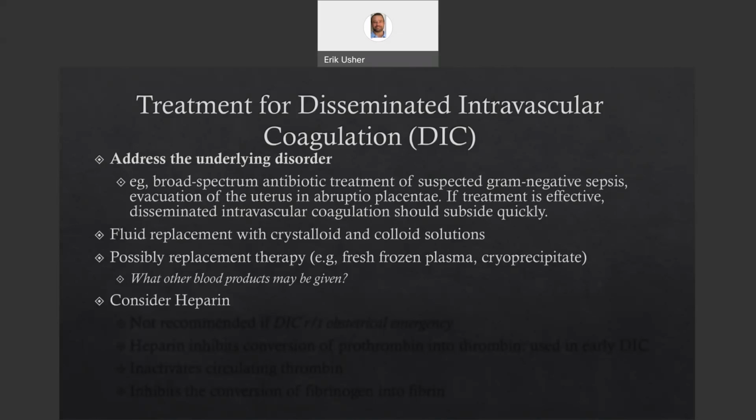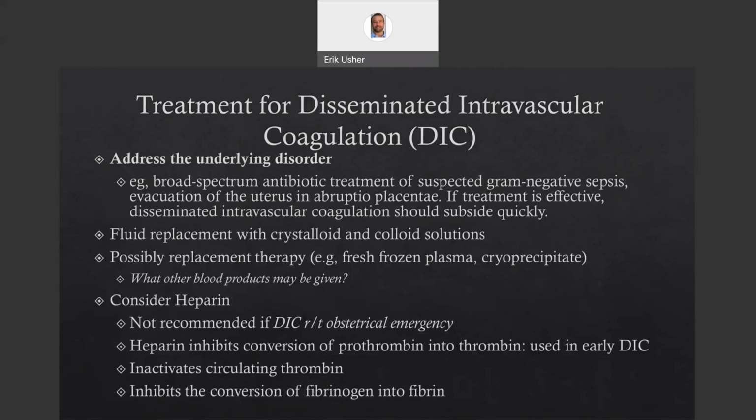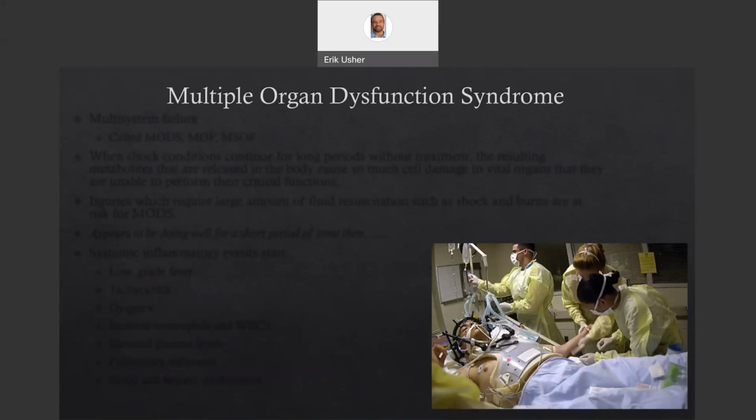We consider giving heparin. Again, if it's obstetrics, they usually refrain from heparin. It inhibits the conversion of prothrombin to thrombin, so we use it in early DIC. And it inactivates circulating thrombin, so it inhibits the conversion of fibrinogen to fibrin. The whole goal of this is to prevent new clots from forming. That's why we give the heparin.